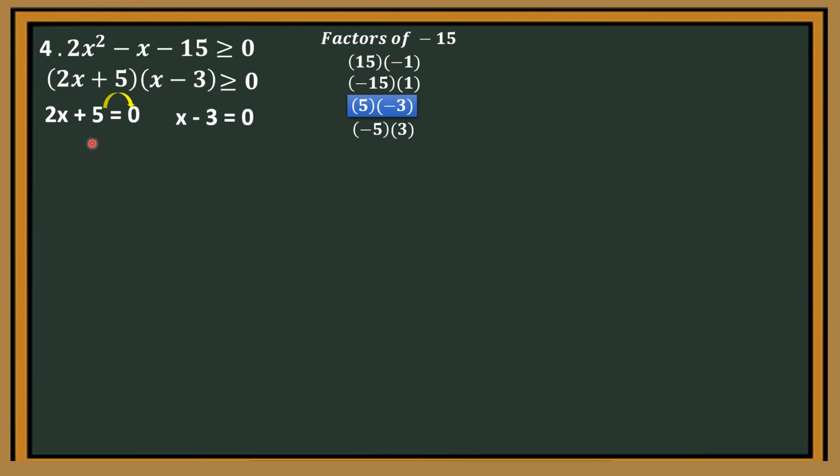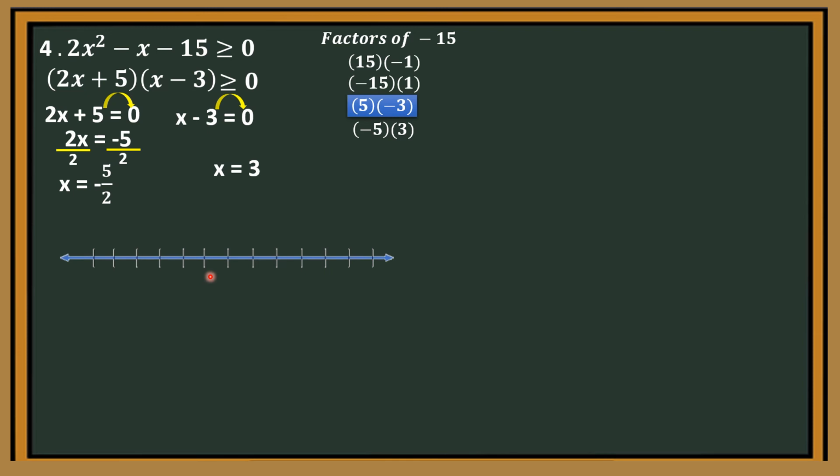Transpose natin ang 5 sa right side, so it will become negative 5. 2x is equal to negative 5. Then, since meron pa tayong 2 dito, kailangan tayong mag-divide ng 2 both side. Divide by 2. So, x is equal to negative 5 over 2. Then, ito, transpose natin sa right side, it will become positive 3. Therefore, x is equal to positive 3.